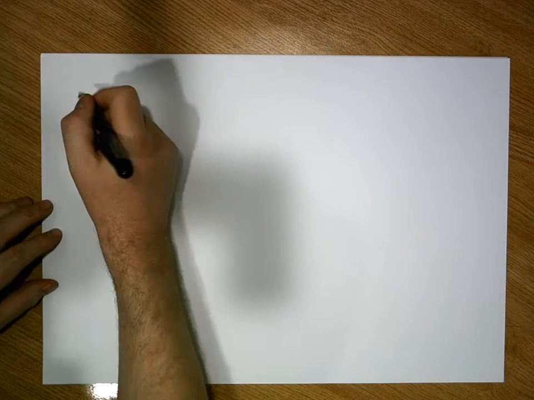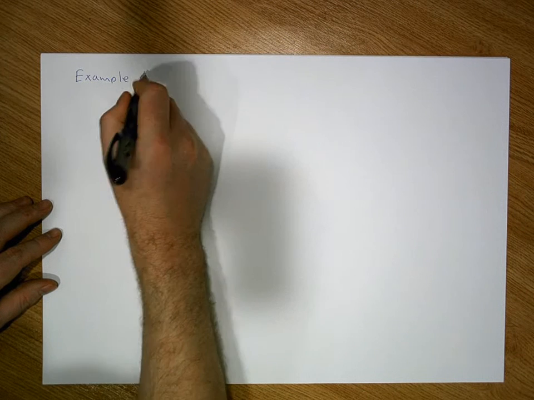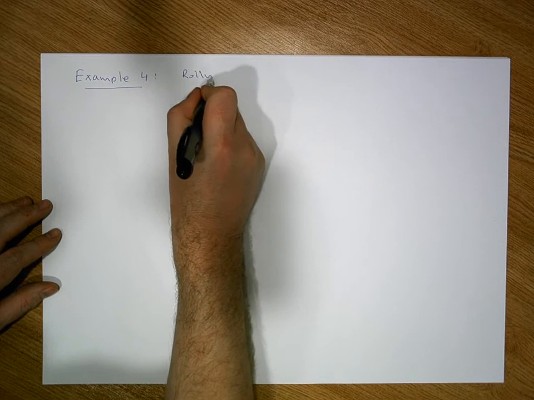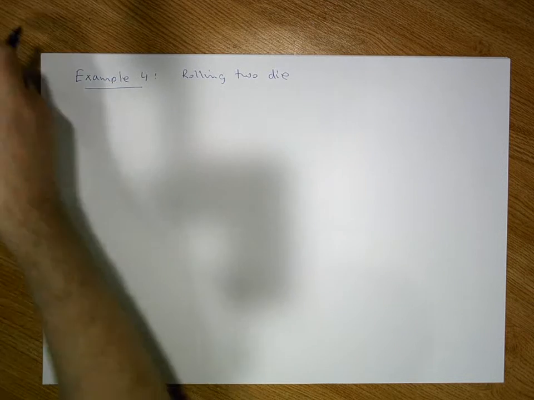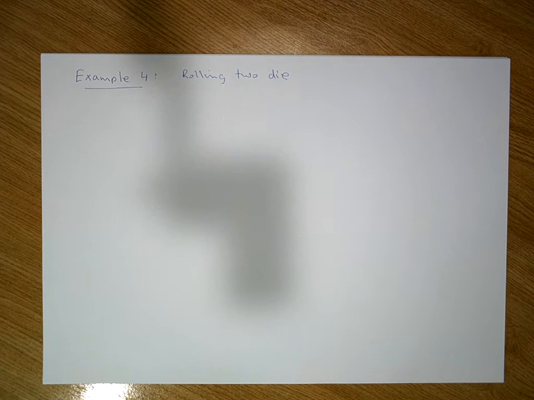Let's have a look at one final situation. In this case, I'm interested in example 4. This time we're rolling 2 die. In one of our previous videos, we developed the sample space for this particular experiment, and the sample space looks something like this.